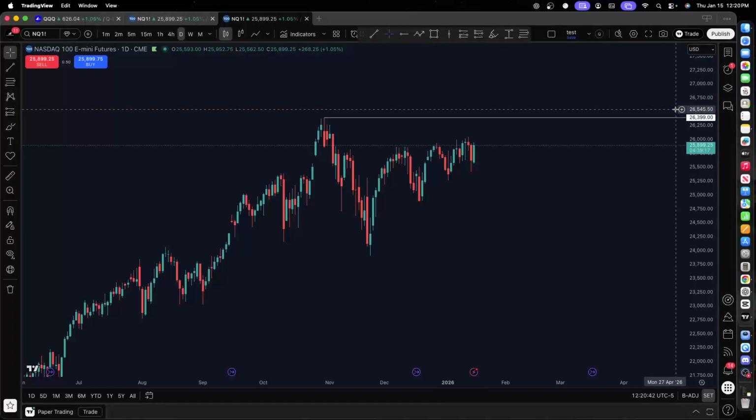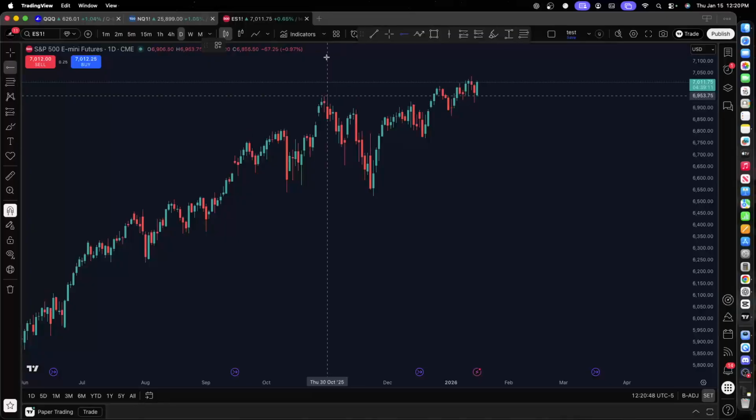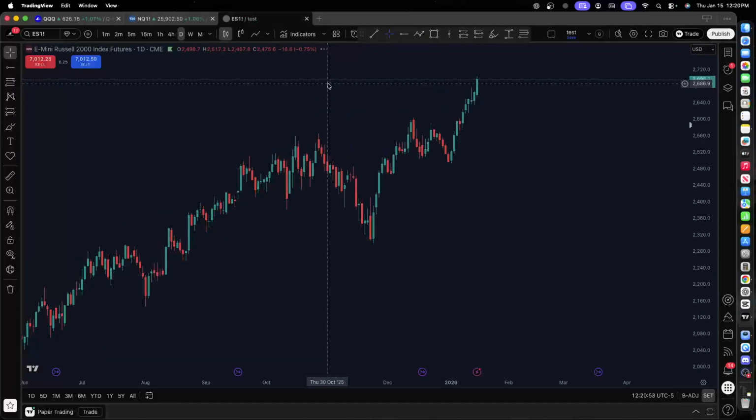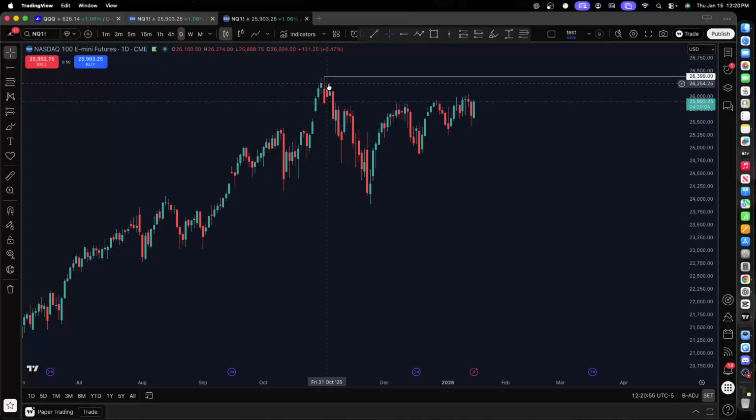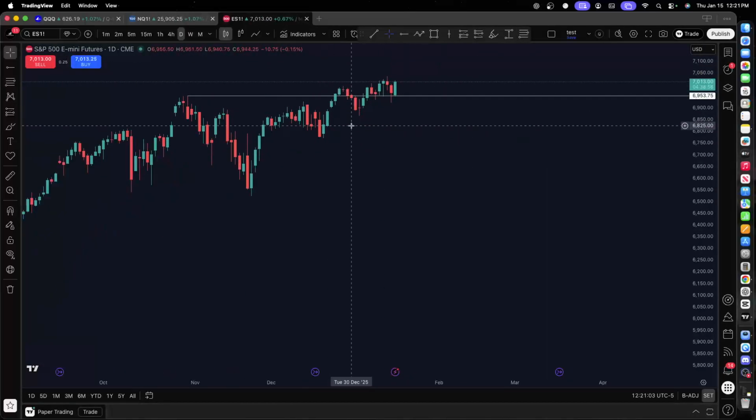So if we then go to its correlating asset, in this case, ES, and we look at the equal high to the NASDAQ high, which is October 30th, right? So that same high on ES has been swept. We have taken it out. Okay, so that is an SMT, that is a divergence, an SMT divergence.